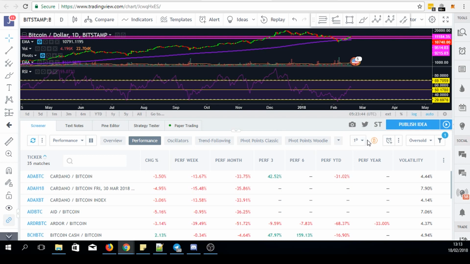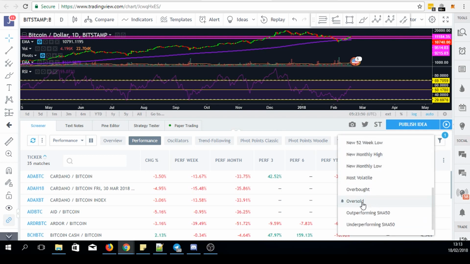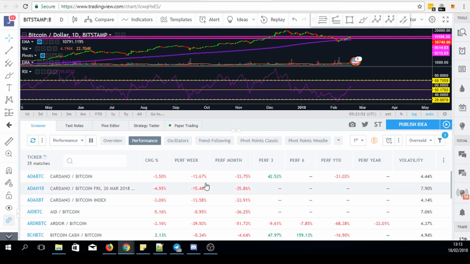So the next fun thing that you can play around with is, let's just stick with oversold. So that's basically going off of RSI.